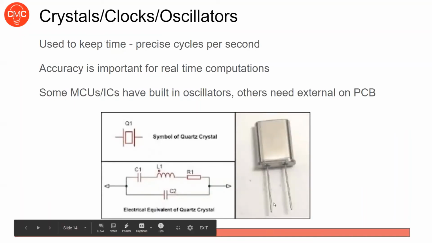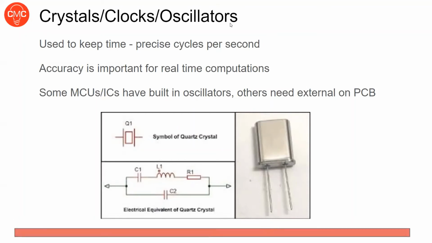So next we have crystals, clocks, and oscillators. These are different components, but they're all essentially used for the same thing, which is keeping time in circuitry. Some have internal circuitry to keep time very precisely, and some require external circuitry to stay consistent. Accuracy is super important for a lot of real-time systems to keep track of computing cycles and to operate in a timely manner. Some MCUs and ICs will have built-in oscillators, and others will require external circuitry.